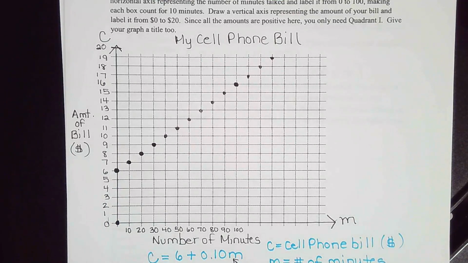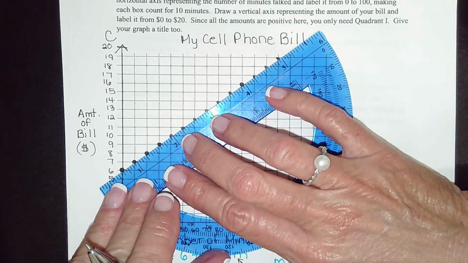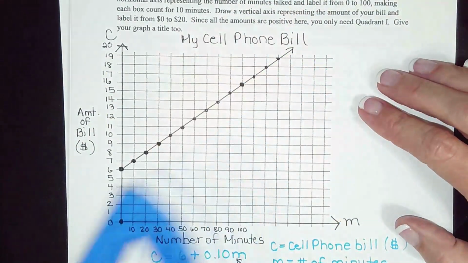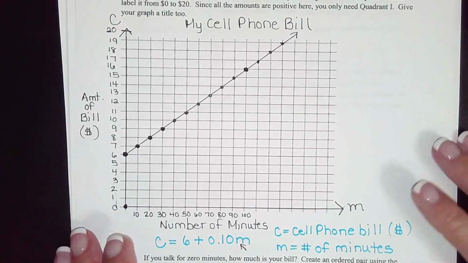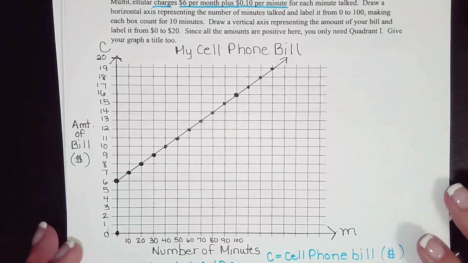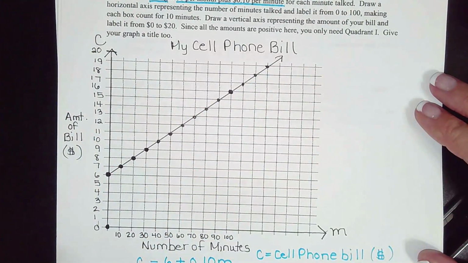So we can draw in our graph. We will start on the y-axis and go right forever. Because like I said, they can talk an infinite number of minutes. I mean, we could figure out how many minutes are in a month and stop it there. But for graphing purposes, we just need to show that it doesn't stop there. It keeps on going. Okay.